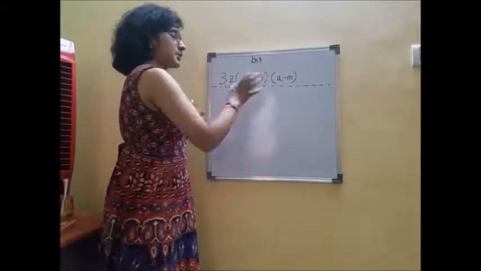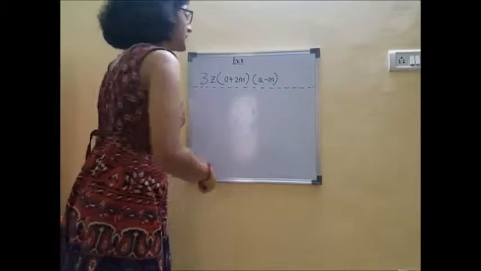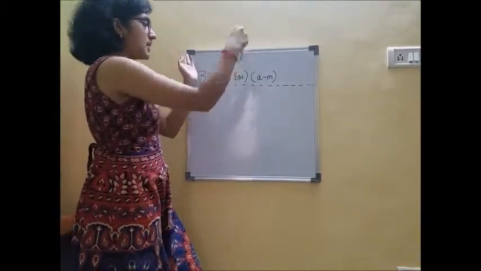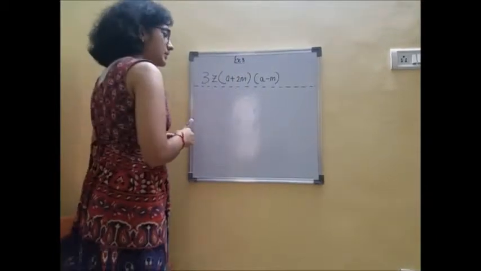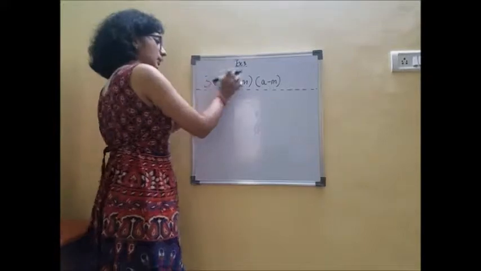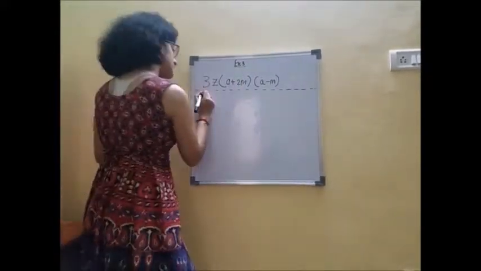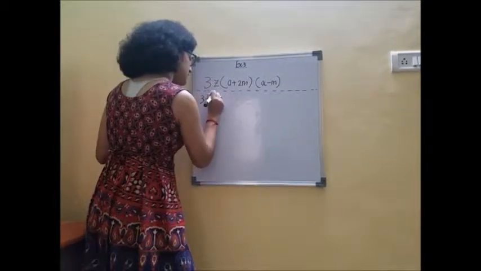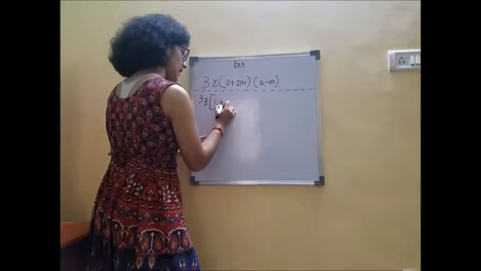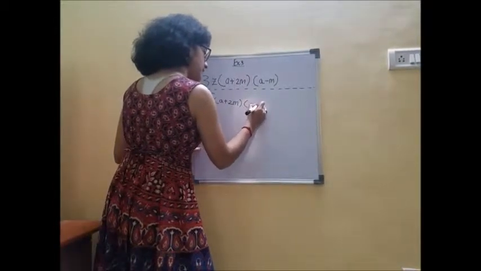So this is a much more complicated question, but it's still not as complicated. So basically the question is 3z bracket a plus 2n bracket 8 minus m. In this case, the trick I would suggest is, instead of multiplying this for the whole thing and complicating it more, I would suggest putting 3z outside, then a big bracket, and we're going to do a plus 2n, 8 minus m.